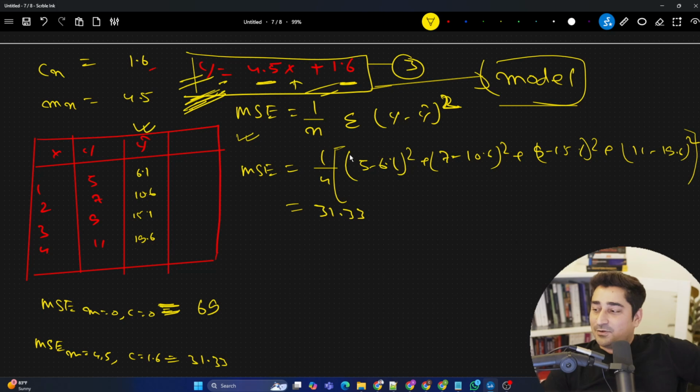If I'm doing a square at any point of time, it can't be negative, right? Abhishek has asked me this question, so I think you got your answer. MSE can't be negative at any point of time because, calculation-wise, it's a square. So not possible.